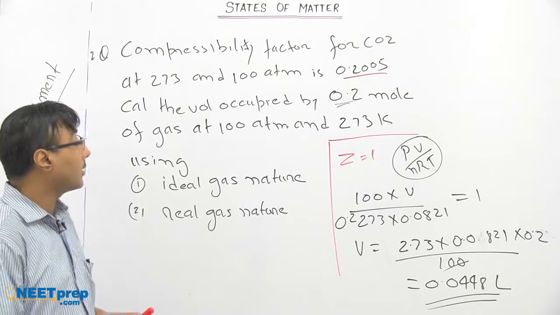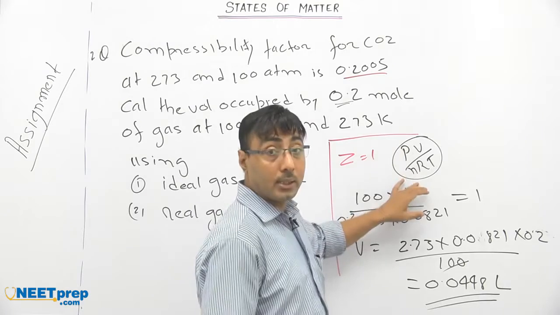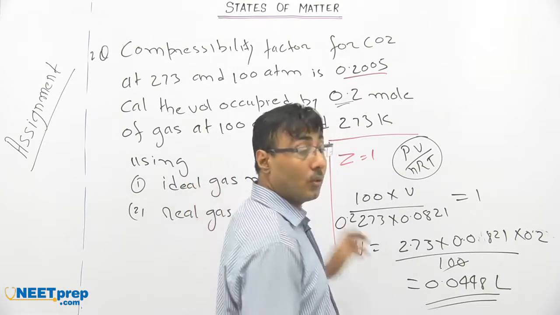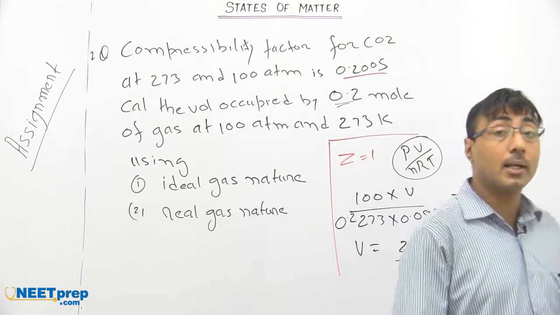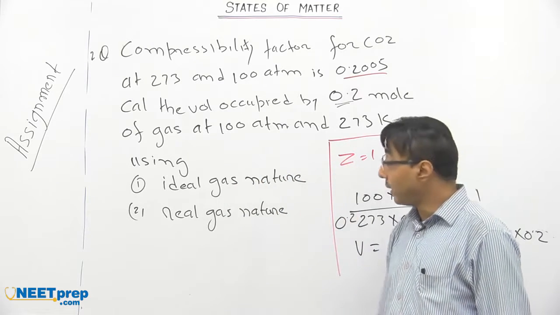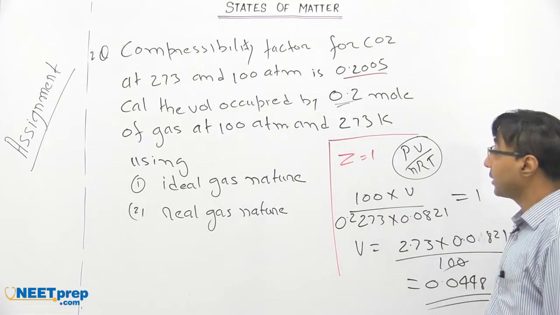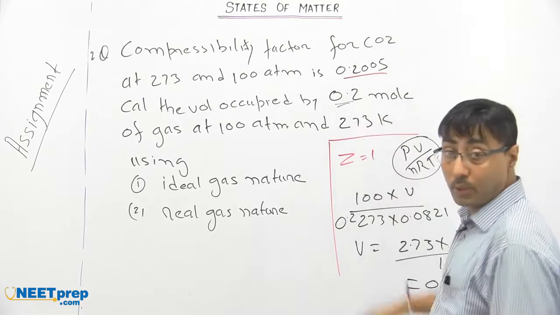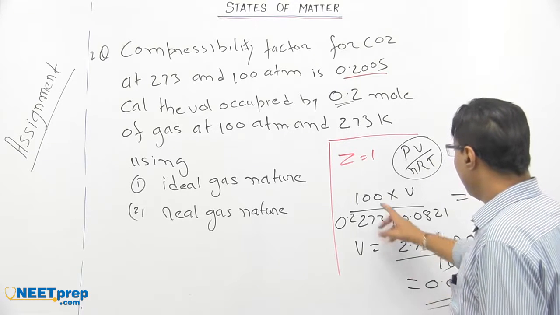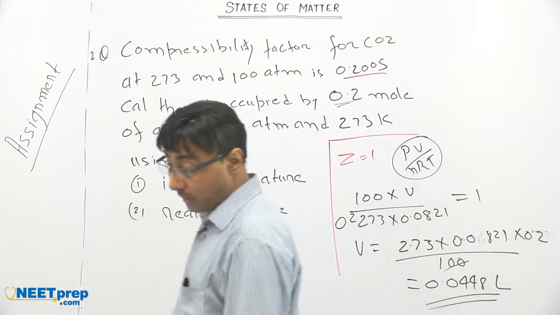When this is the ideal condition, क्या करा एक बार फिर से देखो. PV by nRT is equal to Z. Z की वैल्यू कितनी है? 1. क्यों लिया? Because it's an ideal gas nature. We have to solve this problem using the ideal gas equation. तो आइडियल गैस इक्वेशन के अंदर Z इज इक्वल टू 1 लेते हैं फॉर आइडियल गैस. P की वैल्यू गिवन है 100 atm. टेम्परेचर भी गिवन है 273. नंबर ऑफ मोल्स की जगह है 0.2 मोल. इन्हें सॉल्व करा, आंसर आया 0.0448 लीटर.